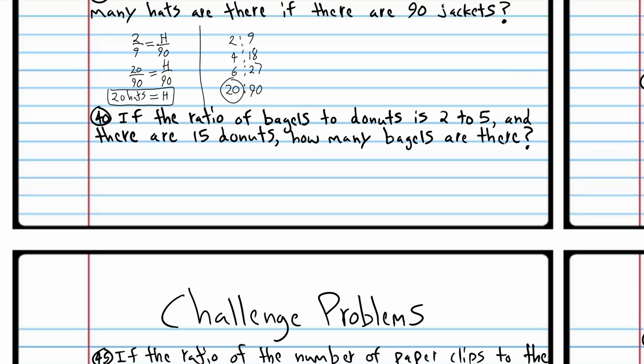All right, we're back. So I'll start with the proportion method. The ratio of bagels to donuts is 2 to 5, and there are 15 donuts. Put B for bagels. How many bagels are there? Again, multiply both numbers by 3, and you get 6 over 15, and we can see immediately that the number of bagels must be 6. B equals 6 bagels. Again, if there's 15 donuts, there must be 6 bagels if we maintain this ratio.